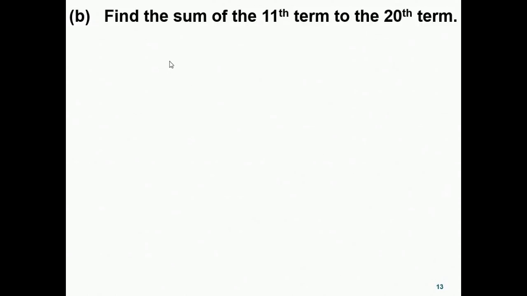So here we have T1 plus T2 plus until T9, T10, T11, until T19, T20. So what is our question asked for? The question asks for the sum of the 11th term to the 20th term. So this is what the question asks for: the sum of T11 until T20.